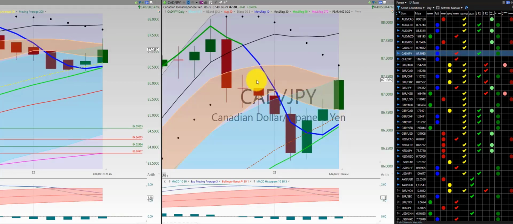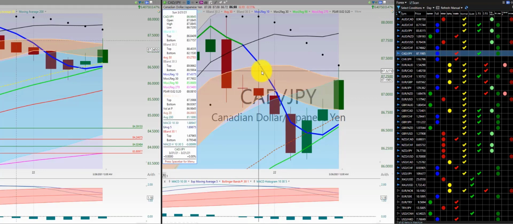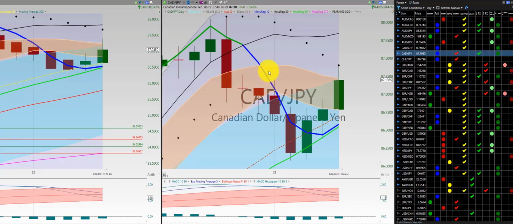Canadian dollar, Japanese yen, same thing. Doji here, I put my stop at the height of this Heikin-Ashi candle, and a nice 1-2-3 punch out. Came back, nice 1-2-3 punch out in the other direction.